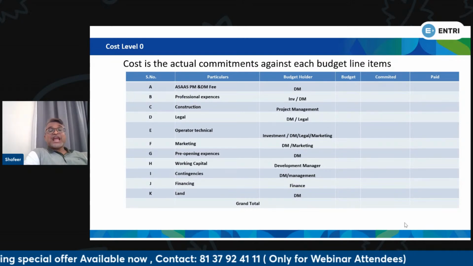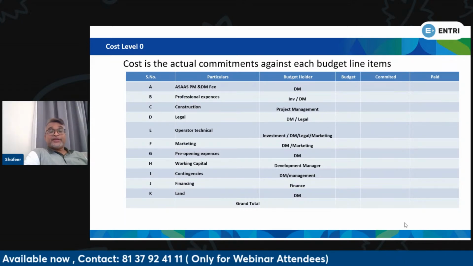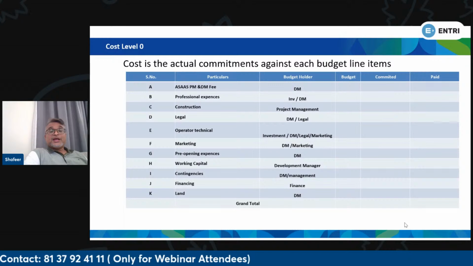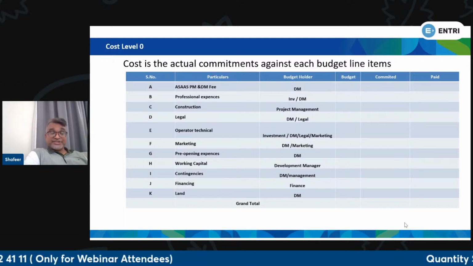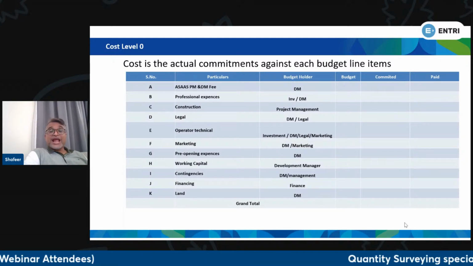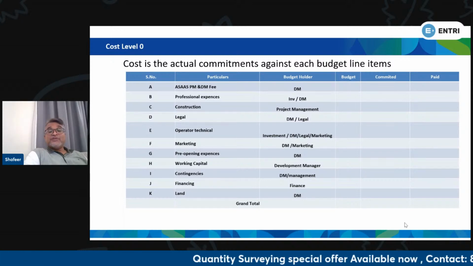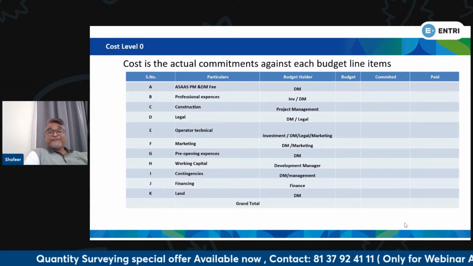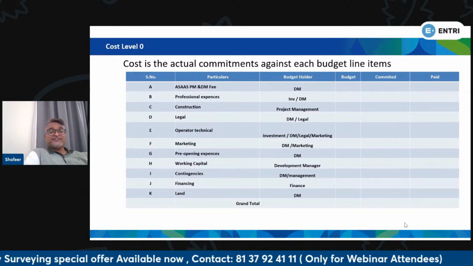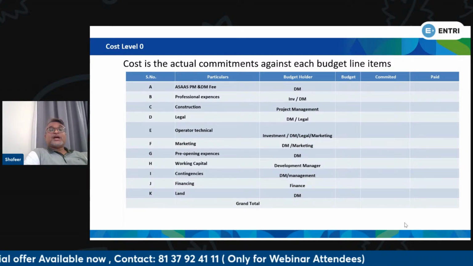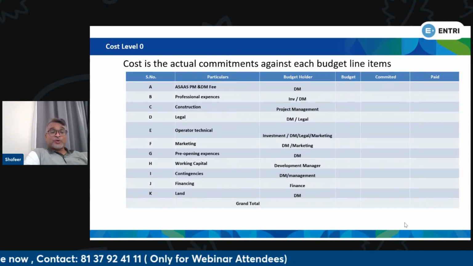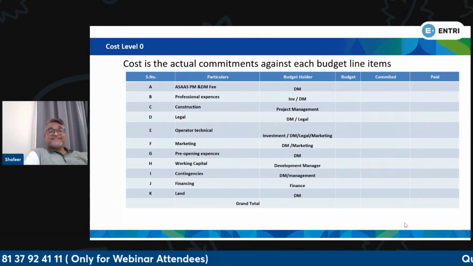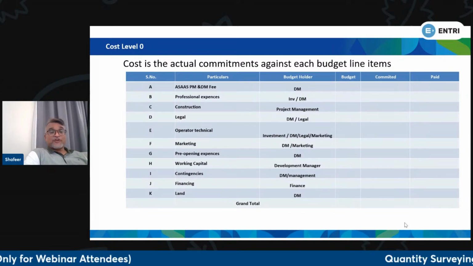Each and every line item will be committed, and based on the committed amount, the budget will be compared. If there is any difference, we transfer that extra amount to the contingencies. Or if we need an additional amount, we may transfer from the contingency to the required line items over here. So this is basically the level 0 cost plan.